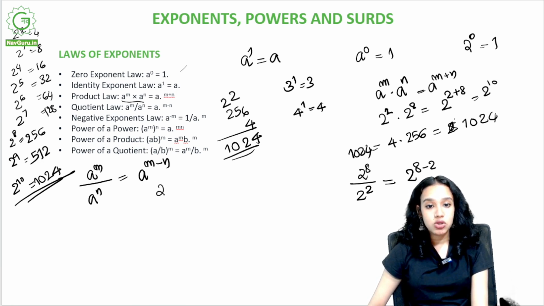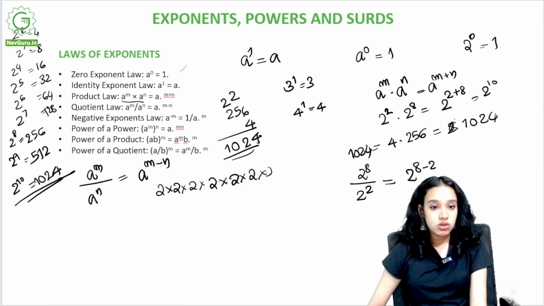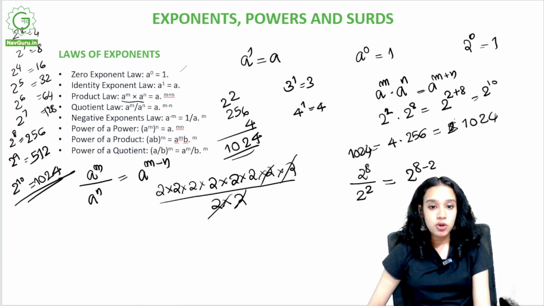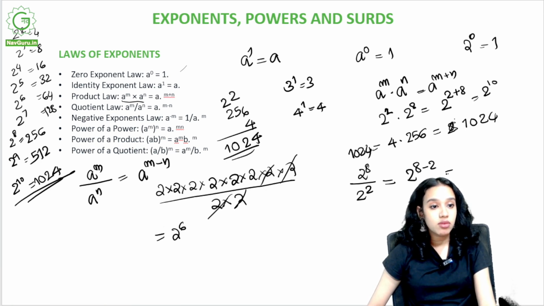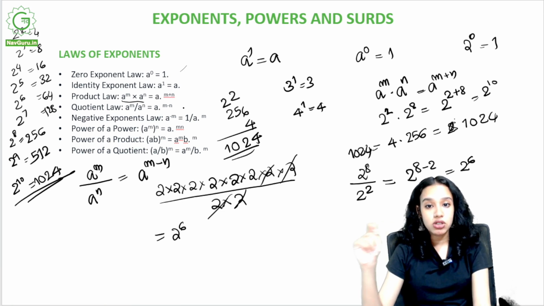So what is 2 raised to 8 divided by 2 raised to 2? We have 2 into 2 into 2 into 2 into 2 into 2 into 2 into 2, this is 8 times, divided by 2 into 2. We'll cancel these 2's out. Now we have 2 multiplied by itself 6 times, this gives us 2 raised to 6. And what is 2 raised to 8 minus 2? This is also 2 raised to 6. Now this proves the quotient law.